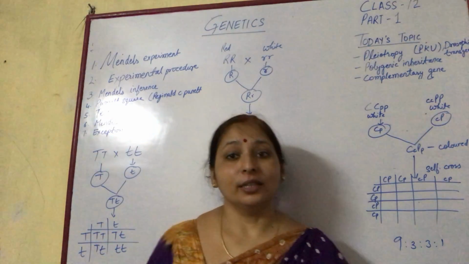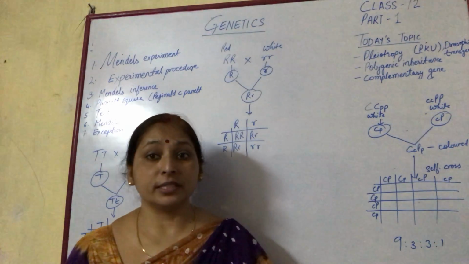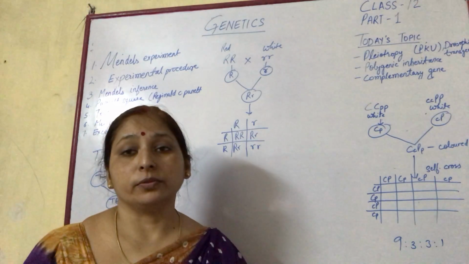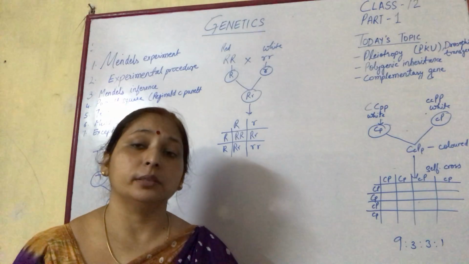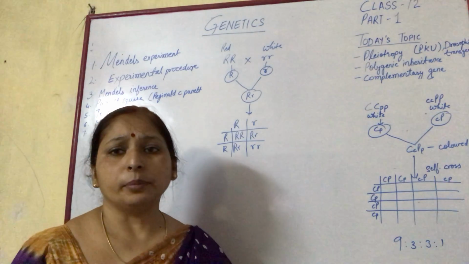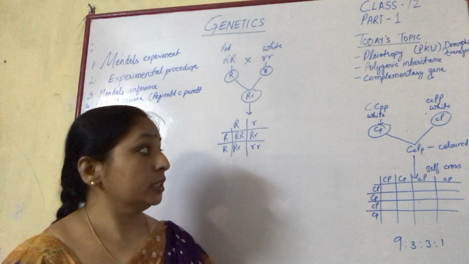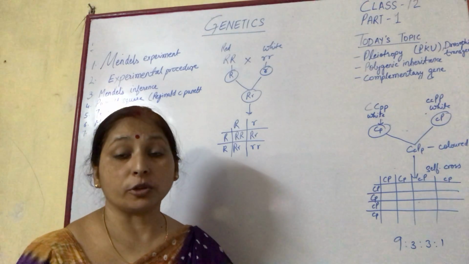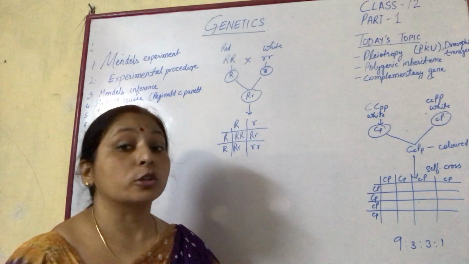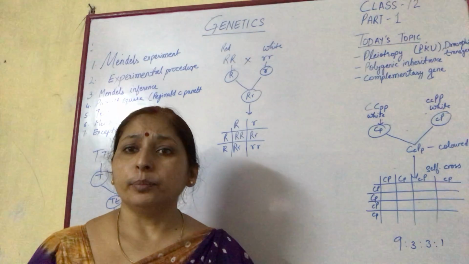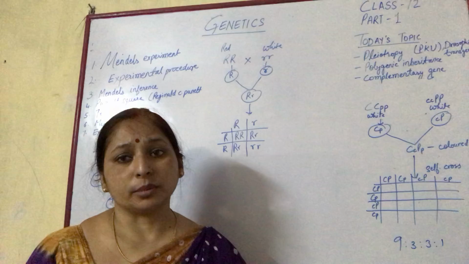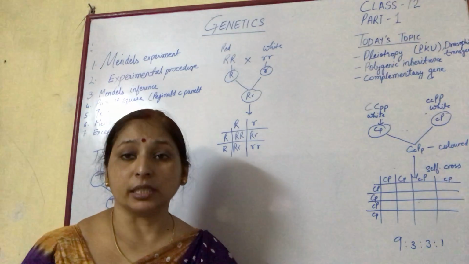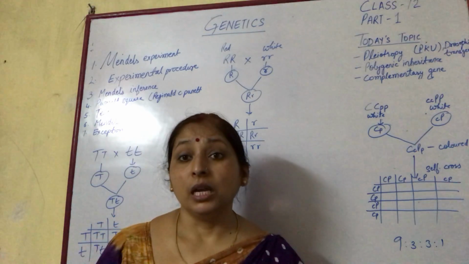Hello students, today I am going to start a new chapter which is genetics. In the previous chapters we have studied reproduction in organisms, then in plants and all. In genetics we'll study new terms like pleiotropy, polygenic inheritance, complementary genes, and a brief description about Mendel's experiment and the various terms used by Mendel.